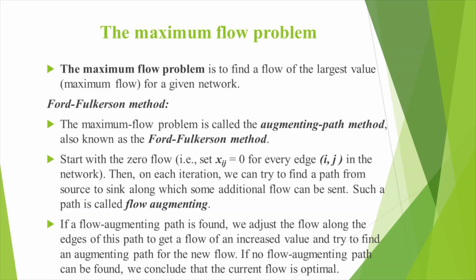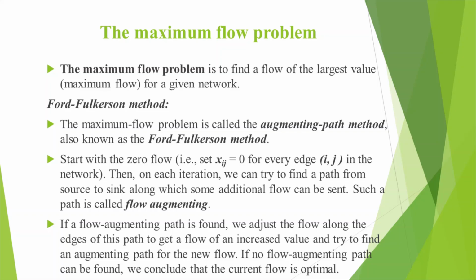As I said before, it starts with a zero flow. Then on each iteration, it tries to find a path from source to sink along which some additional flow can be sent. Such a path is called flow augmenting.